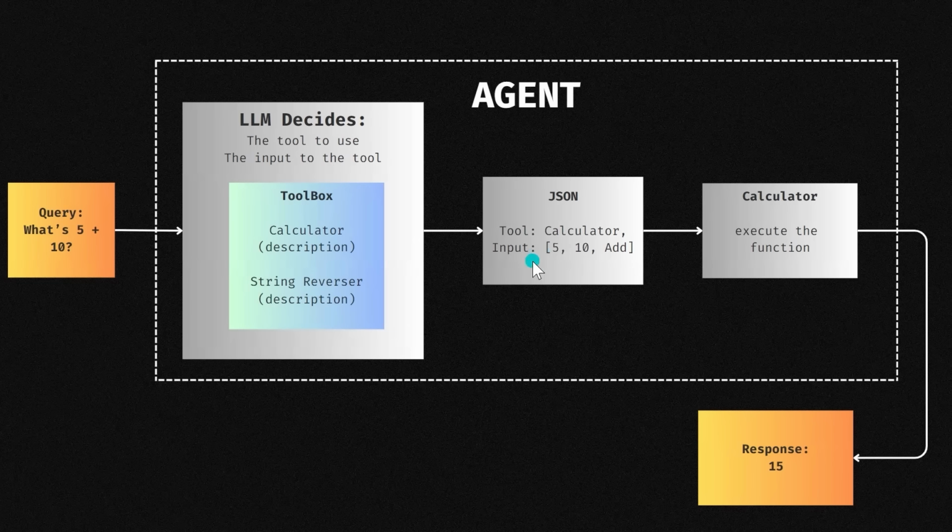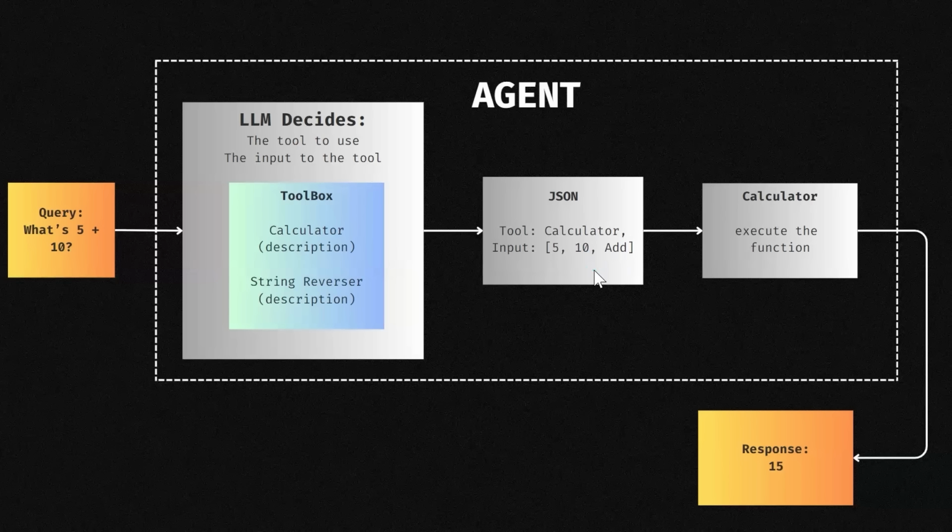In this case, we're doing 5 and 10, and the operation we're doing is add, because the calculator tool expects two numbers. It adds 2 numbers, or it can do any arithmetic operation on 2 numbers. So in this case, we have 5 and 10, and the operation we're looking for is add.